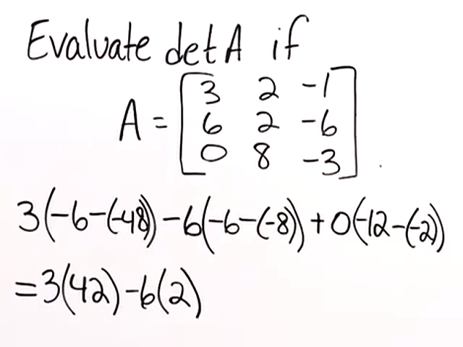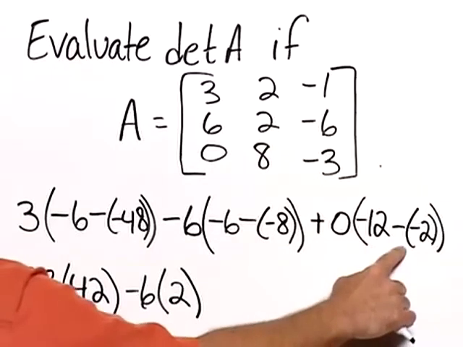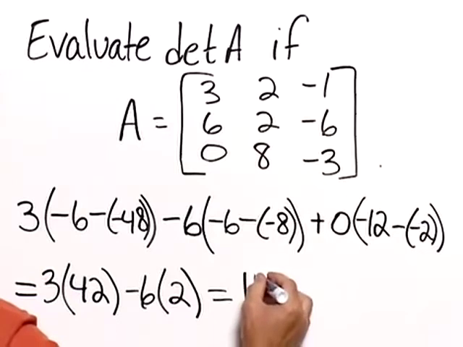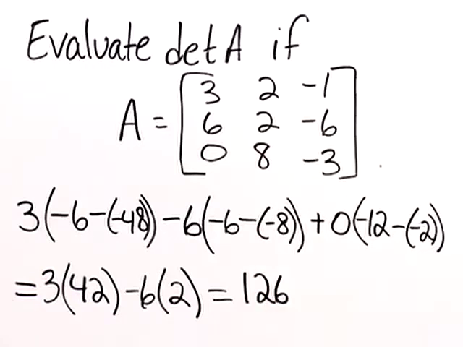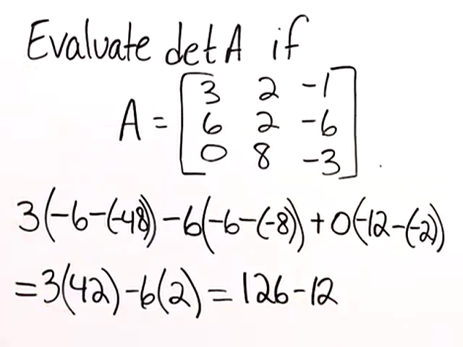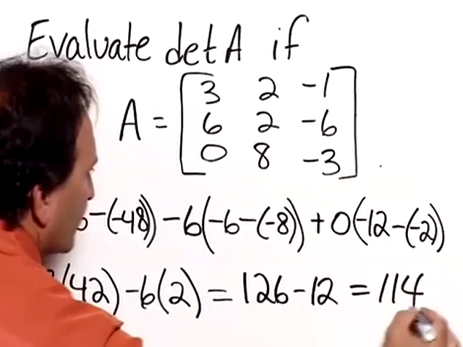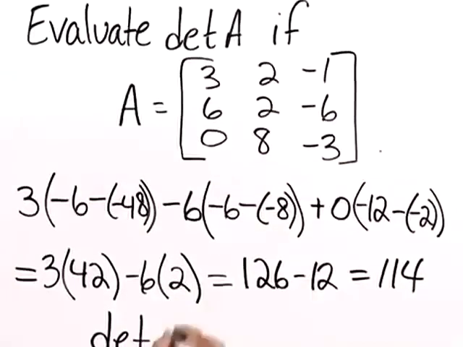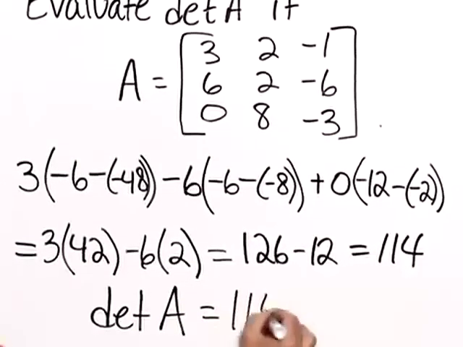As we said, 0 times this expression will be 0, and so right now all we have to do is evaluate this expression. 3 times 42 gives us 126, minus 6 times 2, which is minus 12. When we subtract 12 from 126, we have 114. And so the determinant of A equals 114.